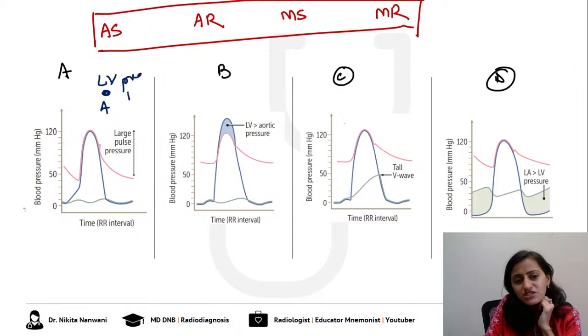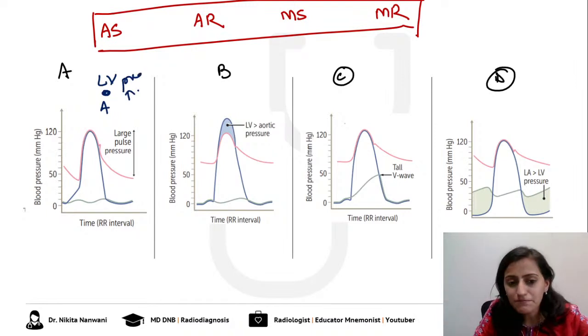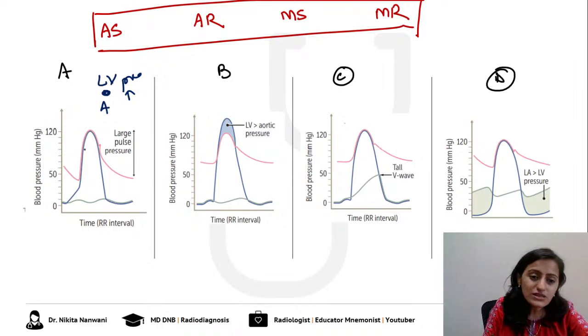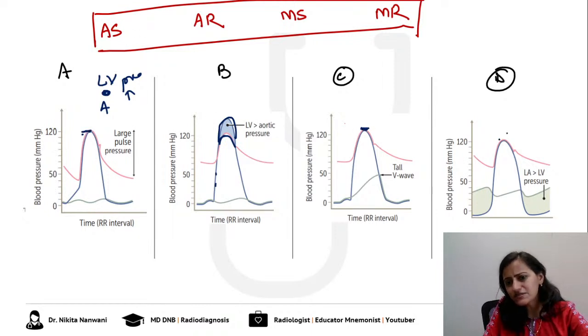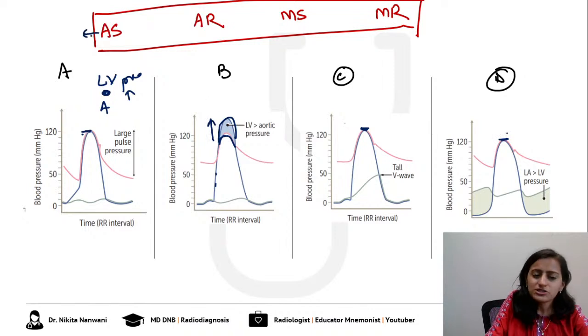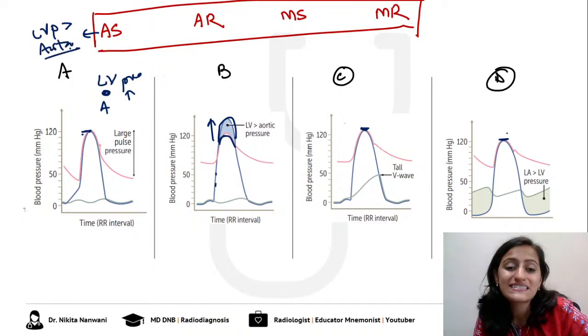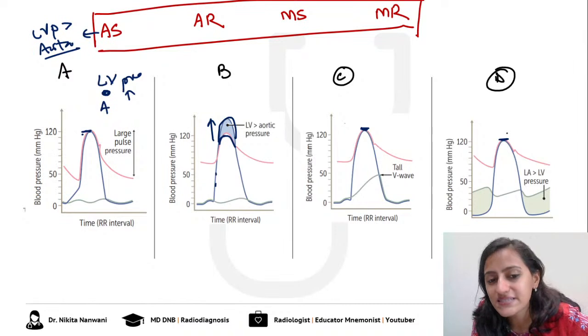So, the LV pressure will be more than the aortic pressure. Out of all these four graphs, A, B, C, D, the only one where you see the left ventricle pressure going above the aortic pressure is aortic stenosis. In the rest, you can see that the maximum is reaching only till the aortic. Here it is going above the aortic. So in aortic stenosis, basically the LV pressure is more than the aorta. Okay, that is aortic stenosis.